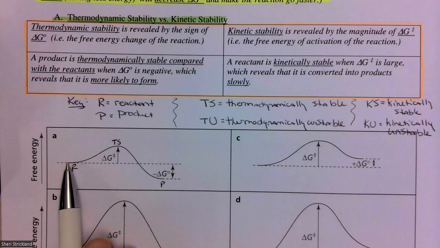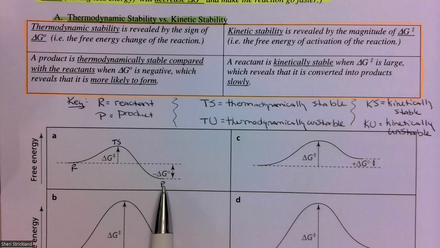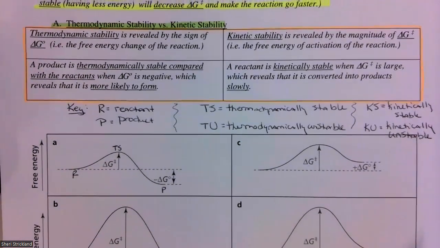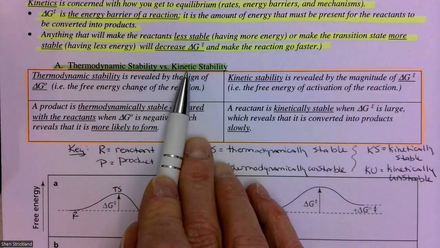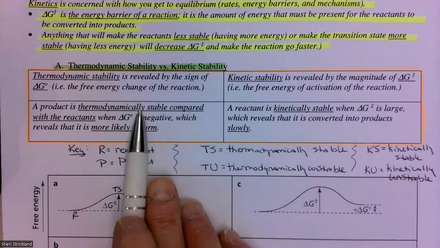All right, so the difference in energy between the reactants and the products is the free energy of the reaction, and that's what we were talking about when we were doing thermodynamics. All right, so we're going to talk some about thermodynamic stability and kinetic stability right now.